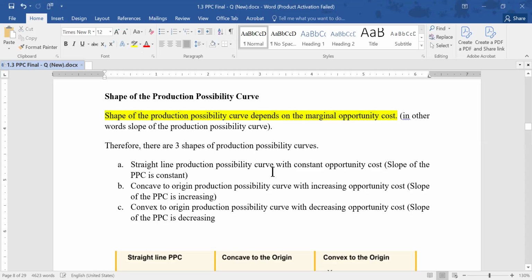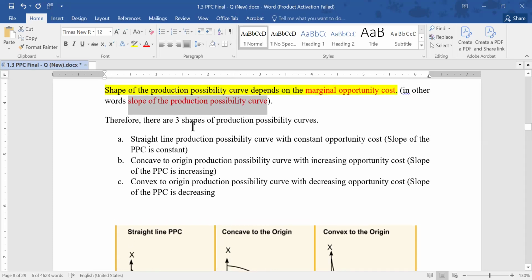That's a good point. In other words, the slope of the production possibility curve. Actually, marginal opportunity cost represents what? The slope of the PPC, right? Marginal opportunity cost represents the slope of the PPC.